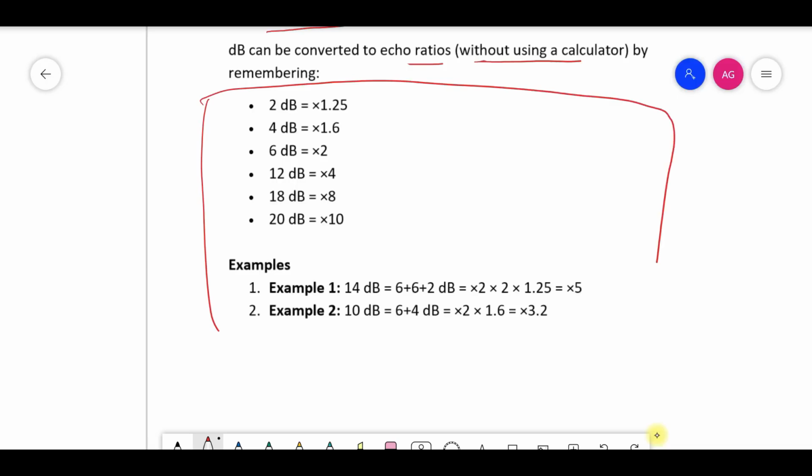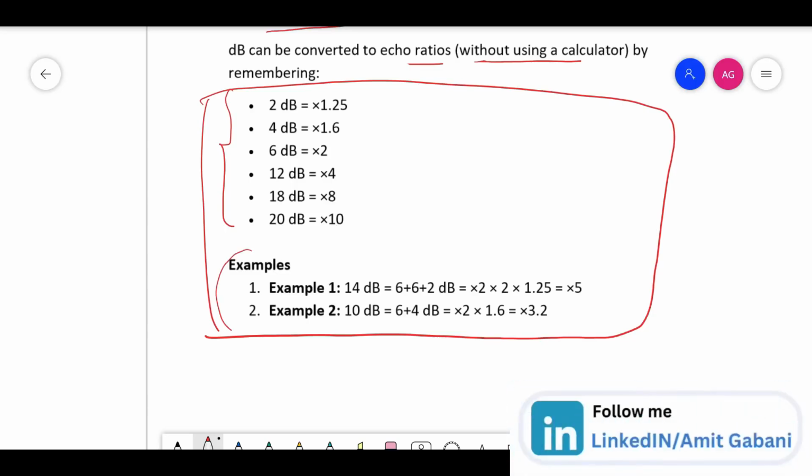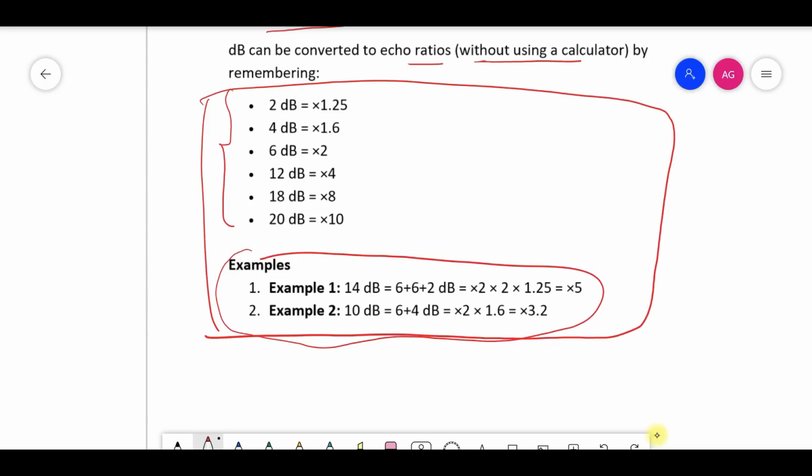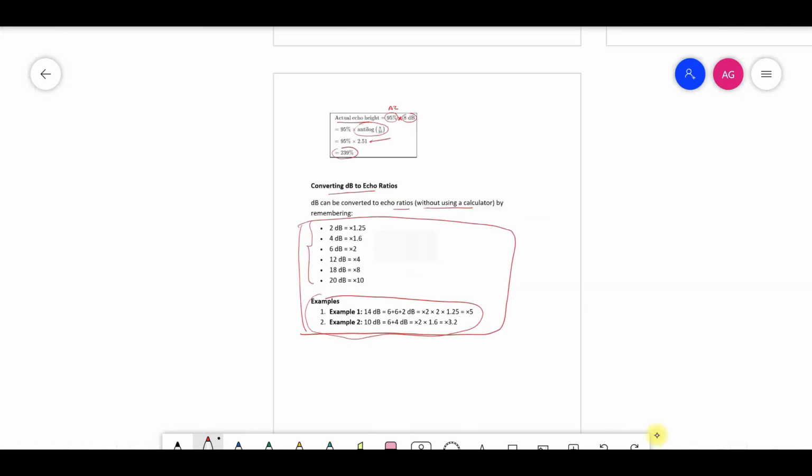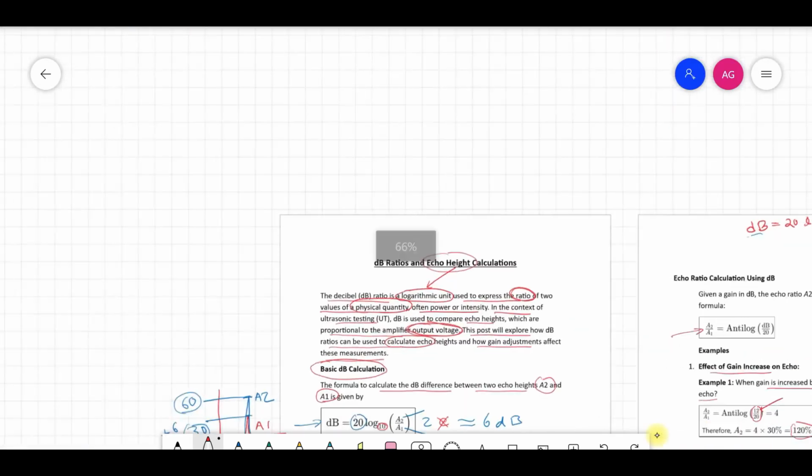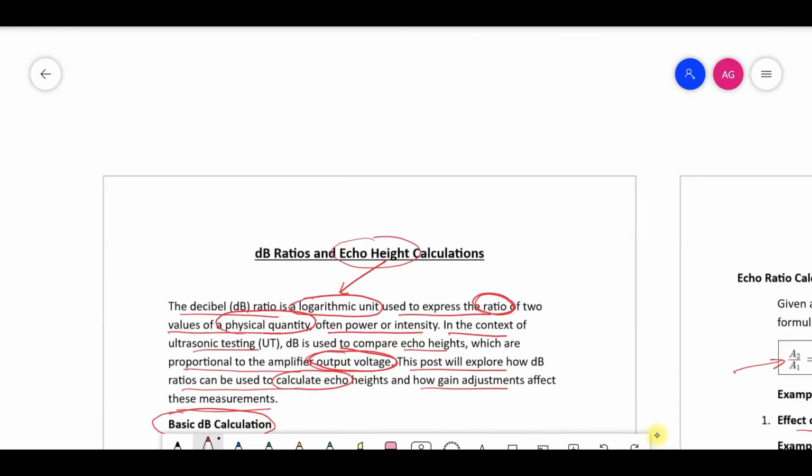It will be very useful for you in the exam because time is less, especially for the SAT Level 3 exam. So in case time is less and you get any other value like 9 dB or 11 dB, you can remember this and make such examples as per your convenience and calculate the dB. There is no need to do it the long way. There will be no need to use a calculator also. So this is how this dB calculation is done. You can do this calculation even without a calculator.